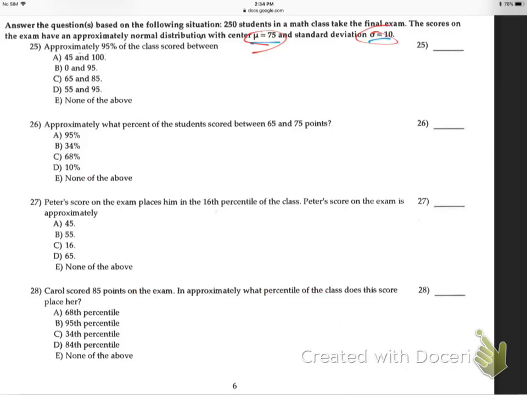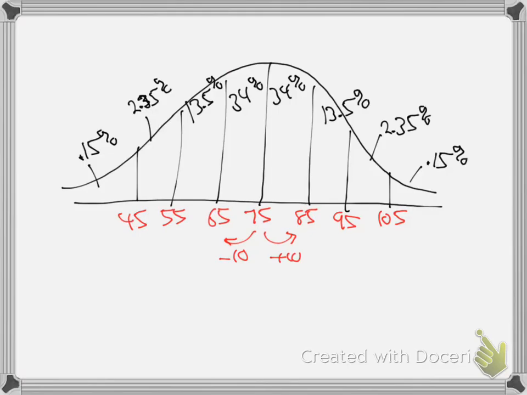Let's go back to the questions now. 95% of the class. Remember, where do you find 95%? Johnny, you know it. I can see it. I just mean which of these percentages add up to be 95?